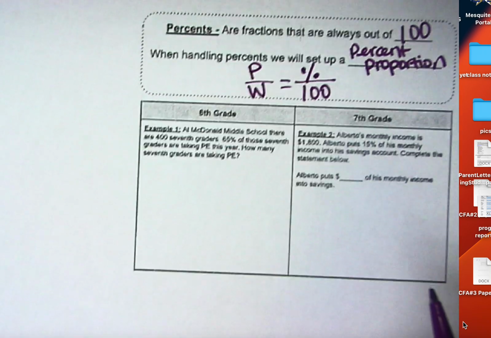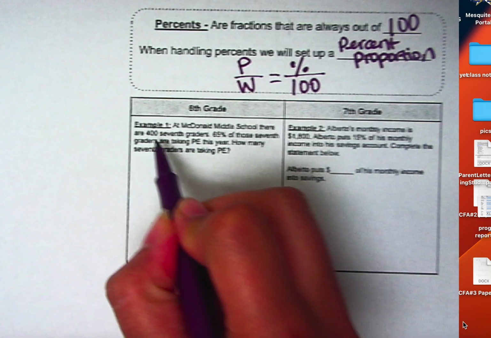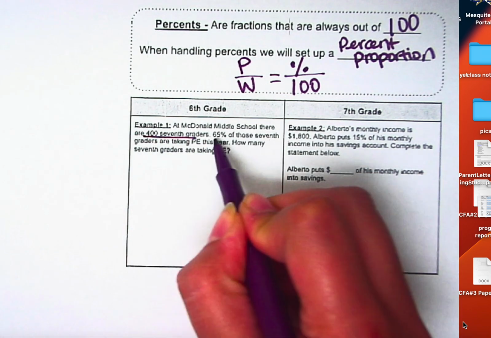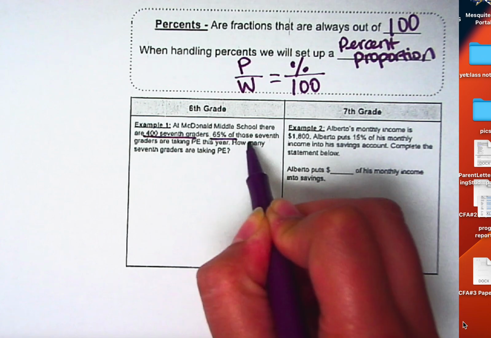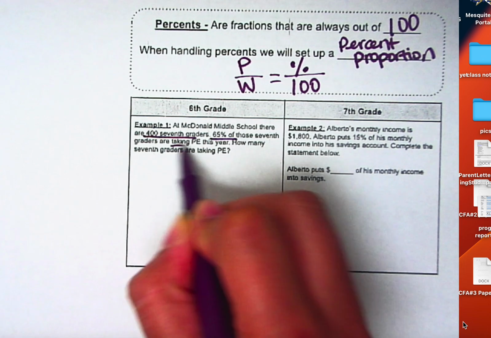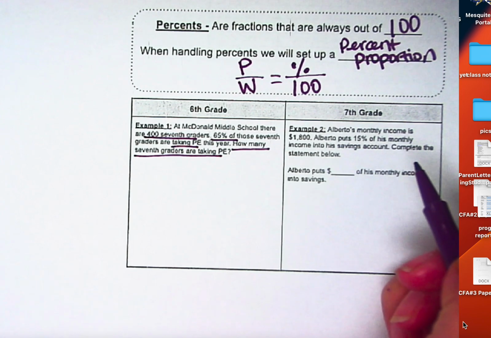Okay. 6th grade, this is what it looked like. At McDonald Middle School, there are 400 7th graders. 65% of those 7th graders are taking PE this year. How many 7th graders are taking PE? So first, let's underline important information. 400 7th graders, 65% are taking PE, and the question, how many 7th graders are taking PE?